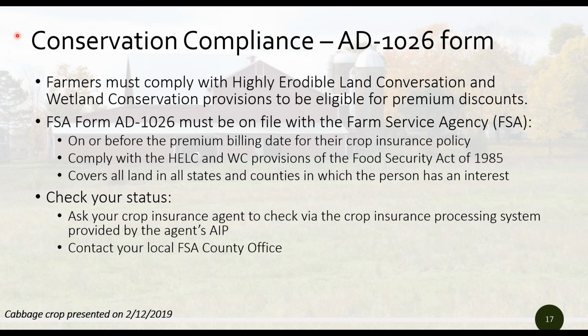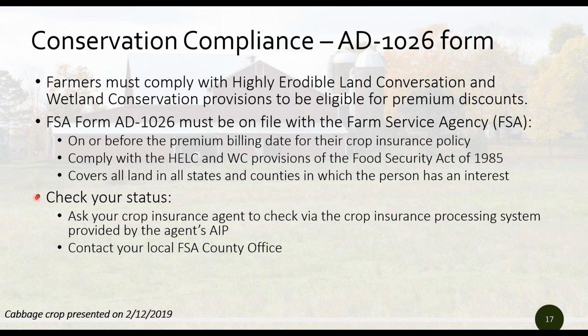One of the things we definitely do need to discuss today is the AD 1026 form. This is known as conservation compliance. Farmers must comply with the highly erodible land conservation and wetland conservation provisions to be eligible for all the premium discounts. This form, again known as the AD 1026, must be on file with the Farm Service Agency on or before the premium billing date, and it covers all land in all states and counties in which the person has interest. It is very important to check your status by asking your crop insurance agent to check on it, or you can contact your local Farm Service Agency office.